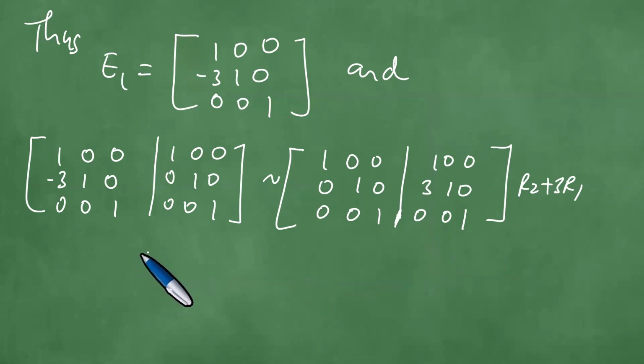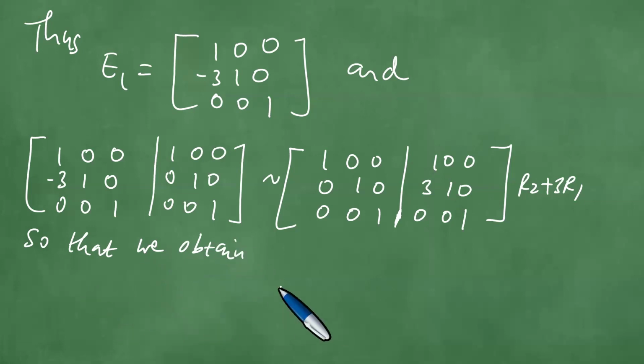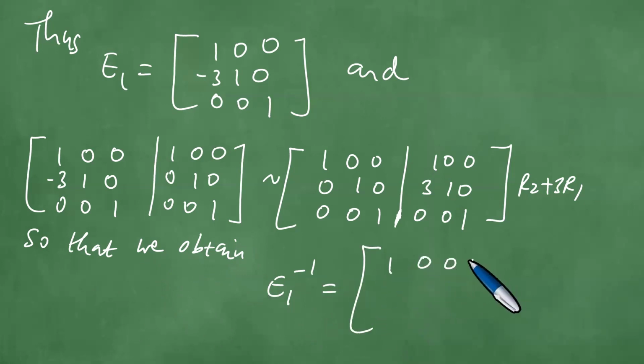Right, so we therefore would have obtained, we are able to then say, this is the case, so that we obtain a new matrix called E1 inverse, which is [1, 0, 0; 3, 1, 0; 0, 0, 1]. Put a 3 here, like so. And obviously, the inverse of an elementary matrix is also an elementary matrix as well.